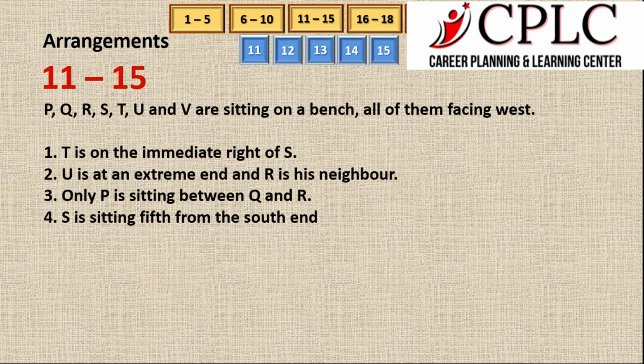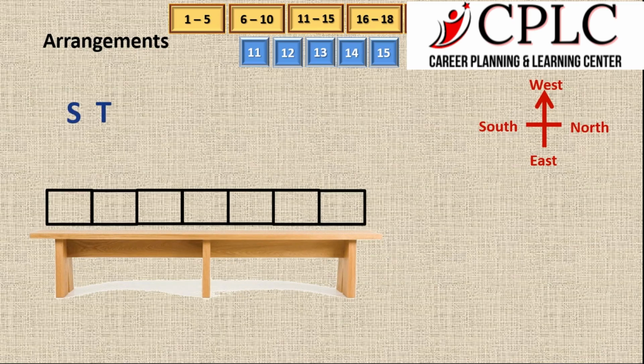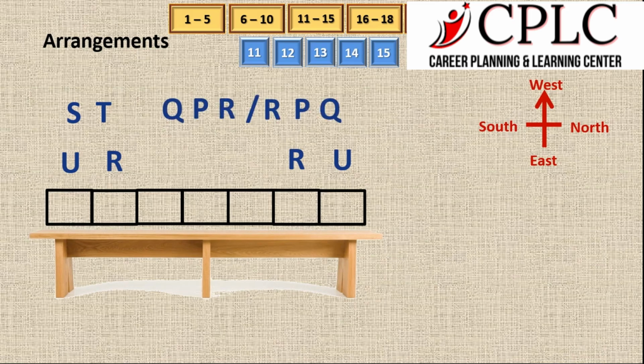The third set, P, Q, R, S, T, U, V are sitting on a bench. All of them are facing west. The data, you start considering the possibility where they are facing west. So try to solve this. Now these 3 sets are one of the very, very easy and straightforward ones. So S के immediate right में T है. So T is here. U is at the extreme end. R is his neighbor. Can be one of the possibilities. Then only P is sitting between Q and R. So it can be either QPR or RPQ because left right is not mentioned. So Q and R can exchange their position.